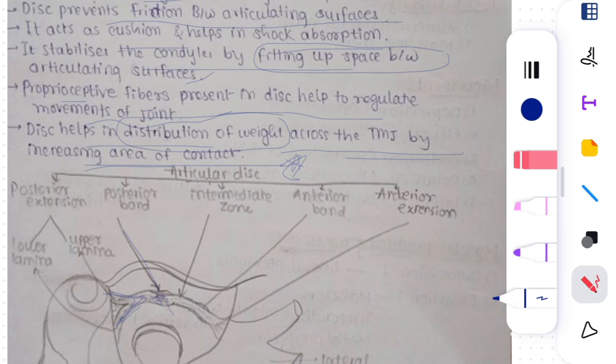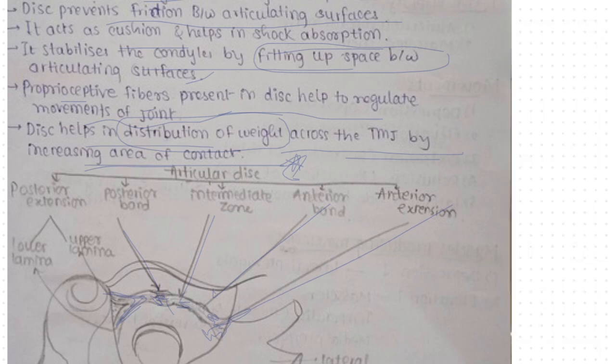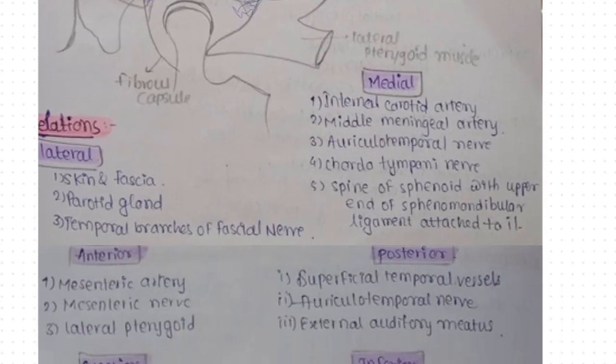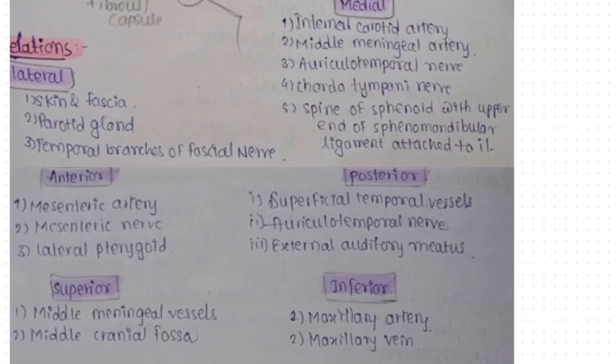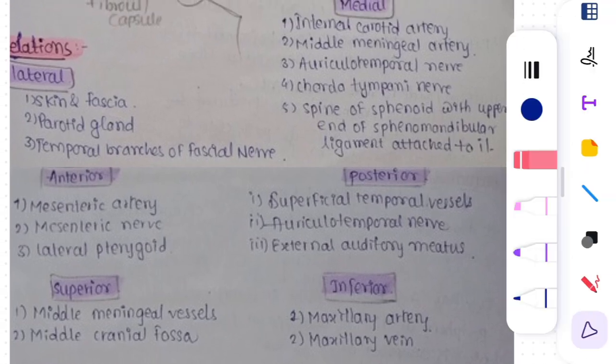Next we will see this diagram: posterior extension, posterior band, intermediate zone, anterior band, and anterior extension are present. These are the 5 parts of the articular disc. It divides the cavity into 2 parts. Then its relations are there. It's not that much important, but you can remember it easily.